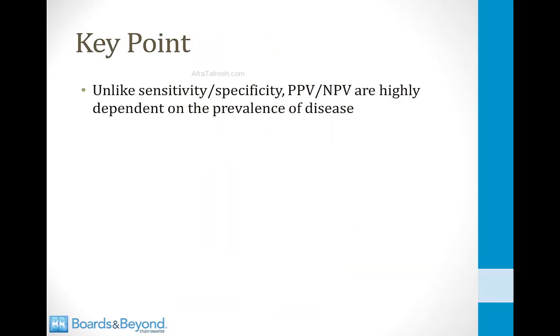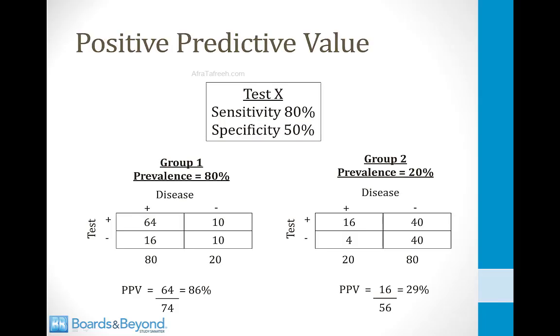Now I'm going to talk about a very important and high yield point, and that is the fact that unlike sensitivity and specificity, positive predictive value and negative predictive value are highly dependent on the prevalence of disease. In order to understand this, we're going to work through an example, and this is the exact same example I used in the sensitivity specificity module. In that module, I used a test in two different groups, one where disease was highly prevalent and one where it was not highly prevalent. And I showed you that the sensitivity and specificity did not change. They are the same no matter the prevalence of disease.